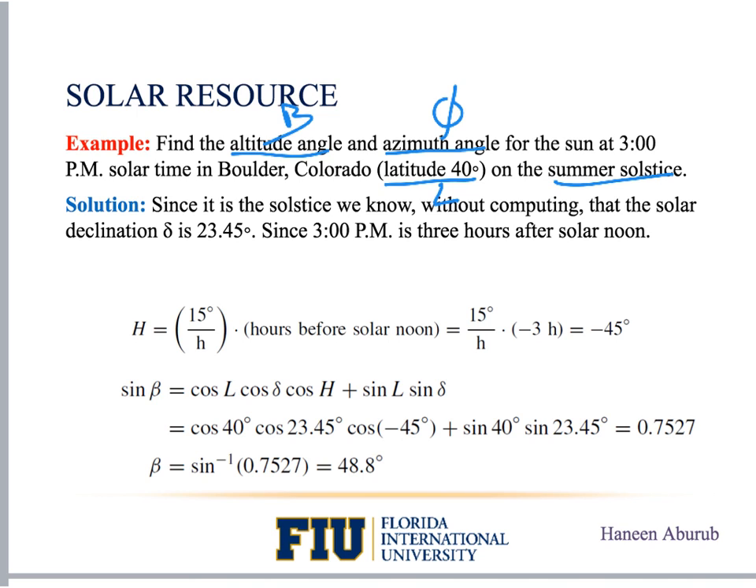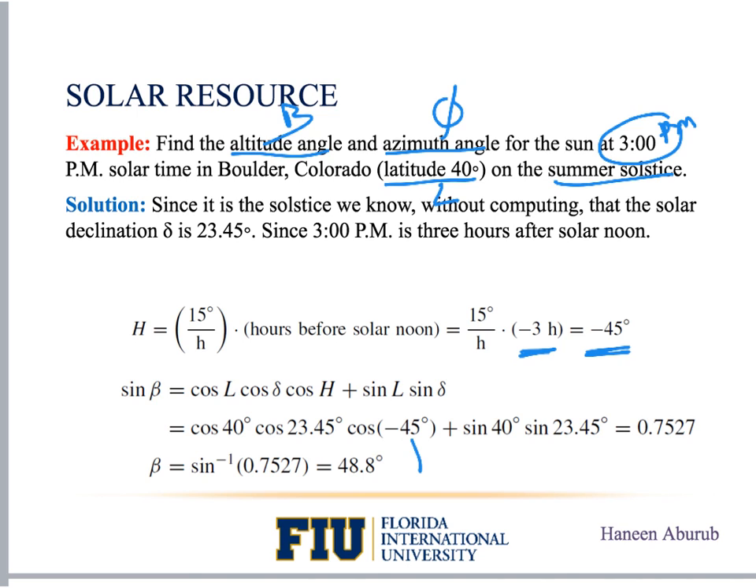First, in order to calculate the altitude and the azimuth, we need what? We need the hour angle. The hour angle, based on the equation that we learned before, is 15 degrees per hour times the hours before the solar noon. We said the hours before the solar noon are positive, and after that they are negative. Since we are talking about 3 p.m., that means it's 3 hours after the solar noon. That's why it's minus 3 hours, and based on that we will get minus 45 degrees. Okay, so this is our hour angle.